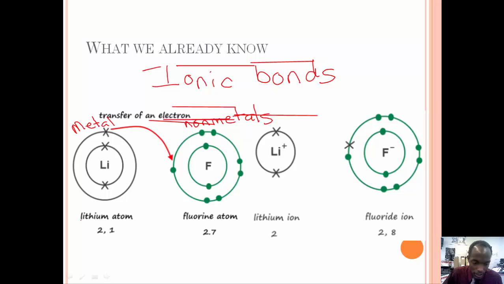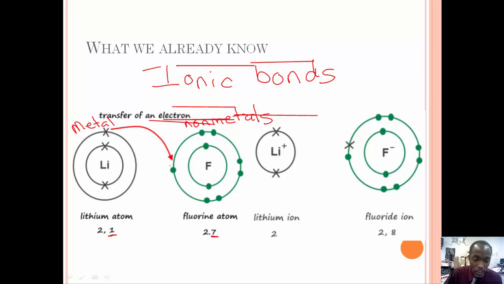But lithium is a metal, and it's in group 1, so it has 1 valence electron. Fluorine is a non-metal. It's in group 17, so it has 7 valence electrons. And remember, everybody wants to be complete. Everybody wants to feel complete. So the magic number for fluorine is 8.